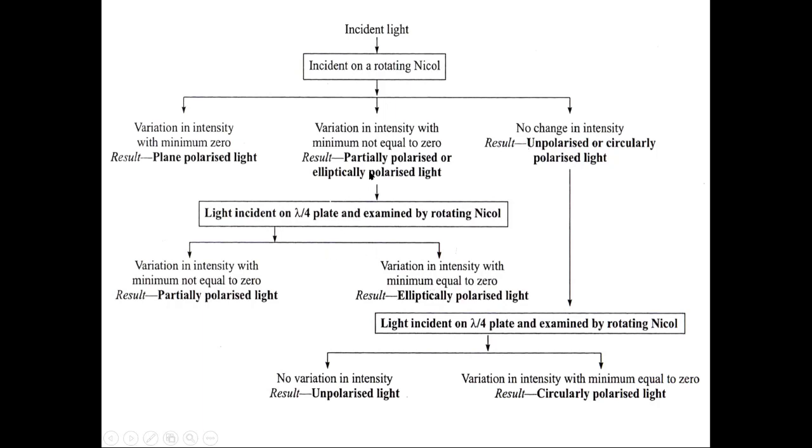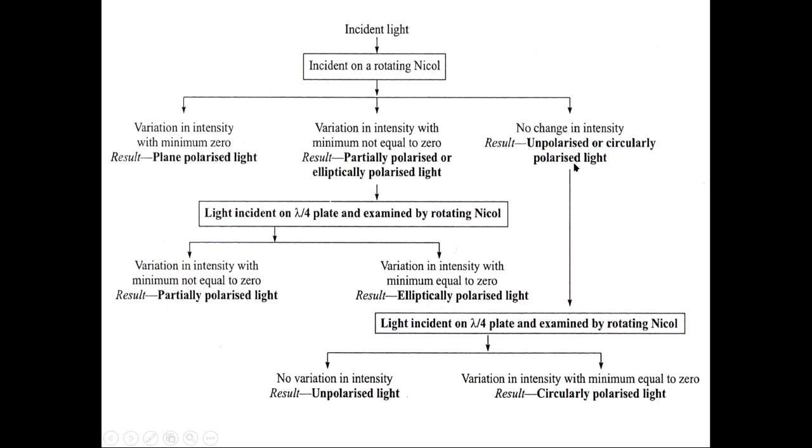And there is another possibility of partially polarized light. If this partially polarized light is passed through the quarter wave plate and then through the rotating nicol, there will be no change in its state. So again, the variation in intensity will be observed with minimum not equal to 0.